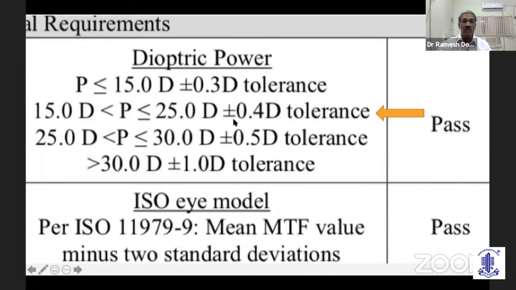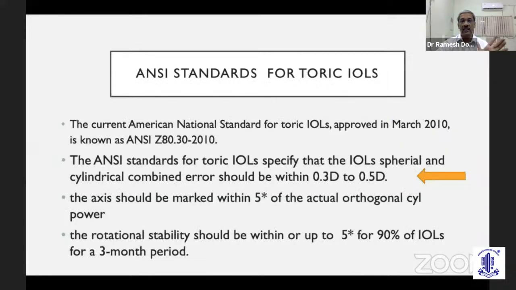They have tested to see whether the spherical equivalent of this multifocal lens was within 0.4 diopter, and they have passed this lot of lenses. We are using these kind of lenses.